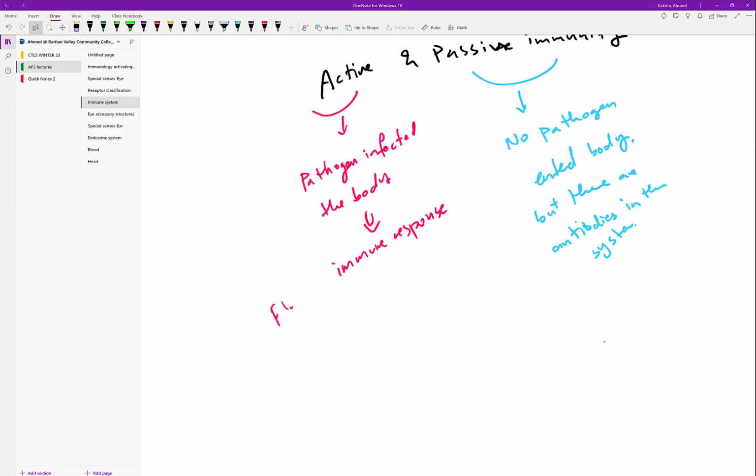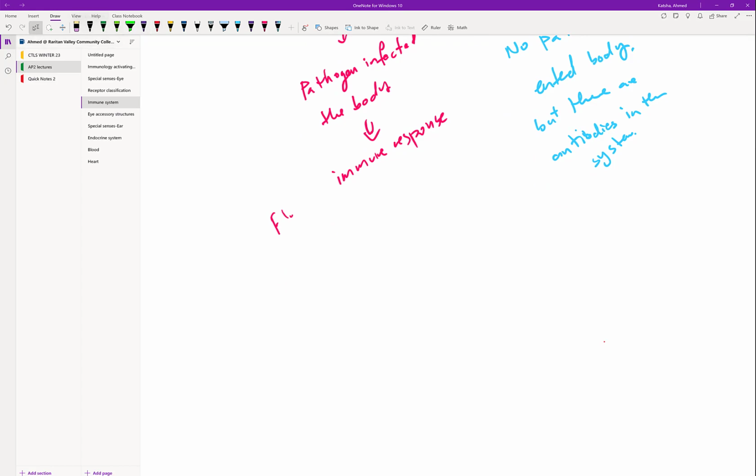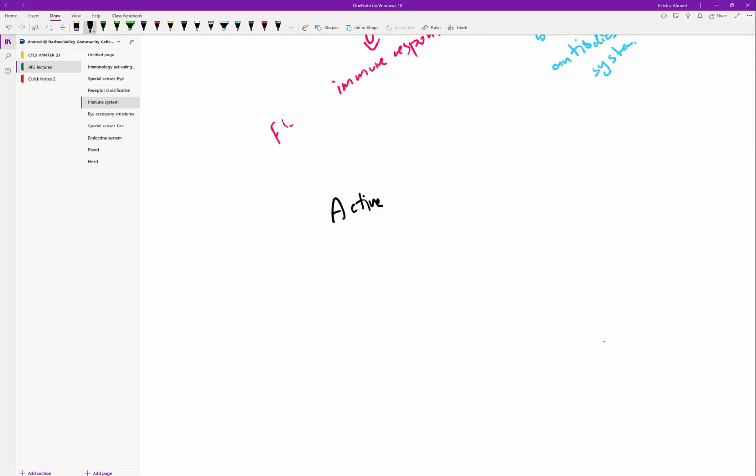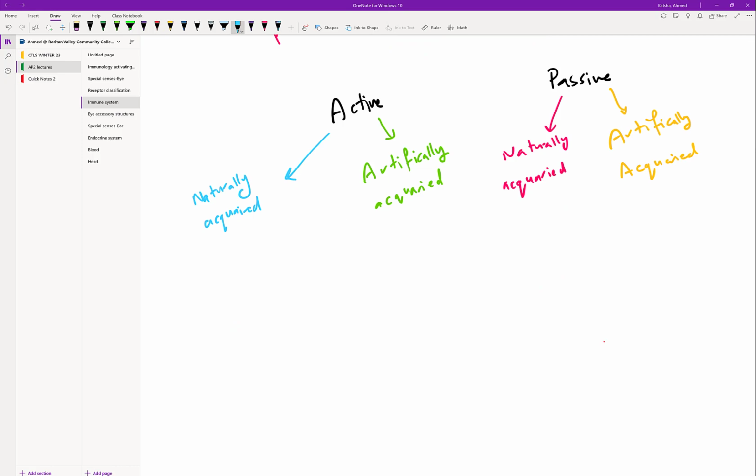Now, both types, active and passive, will have two subtypes. So we will have active immunity and passive immunity, and both will have either naturally acquired or artificially acquired. Same thing for the passive, either naturally acquired or artificially acquired. So what is an active naturally acquired? As we said, active means the pathogen got into the body, right? So our classical example is the flu virus in the body, when you get the flu, for example, or a bacterial infection.